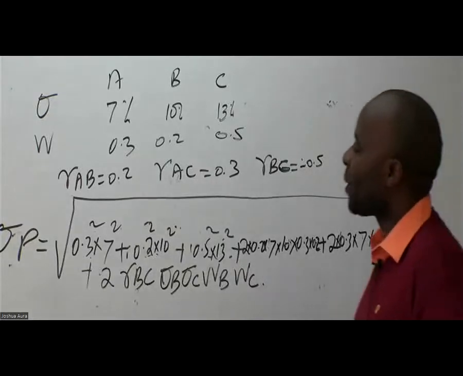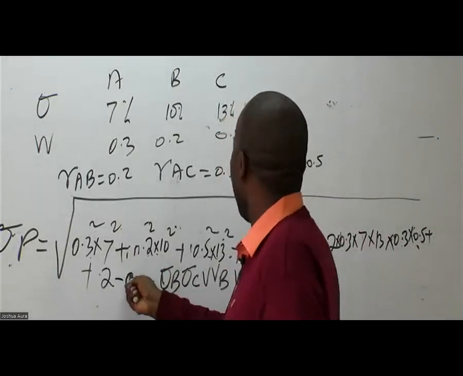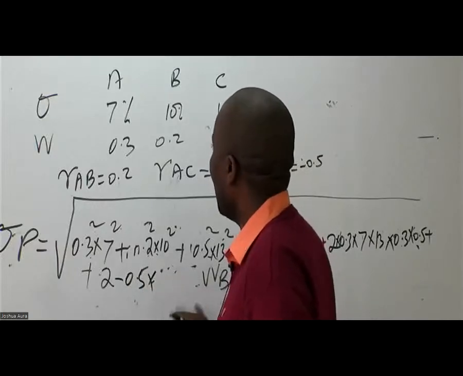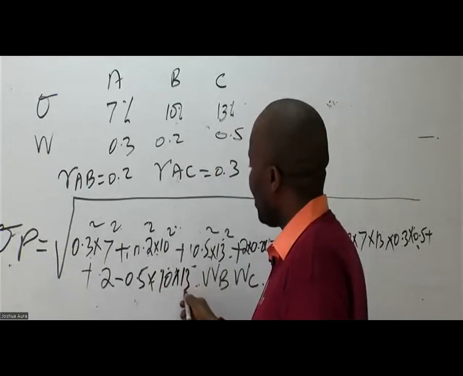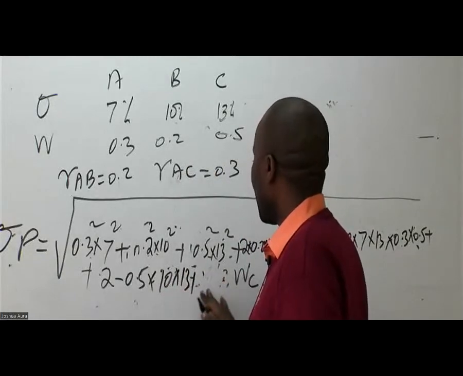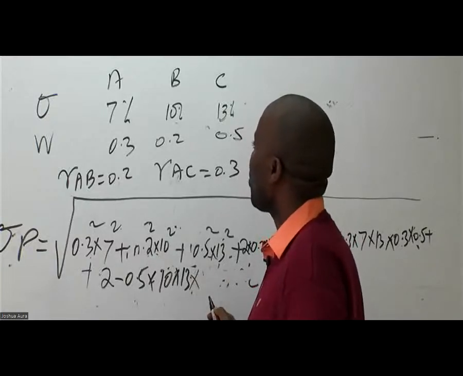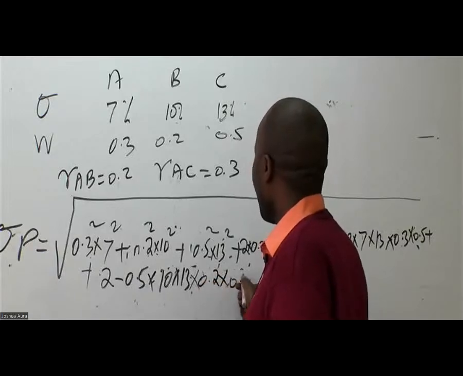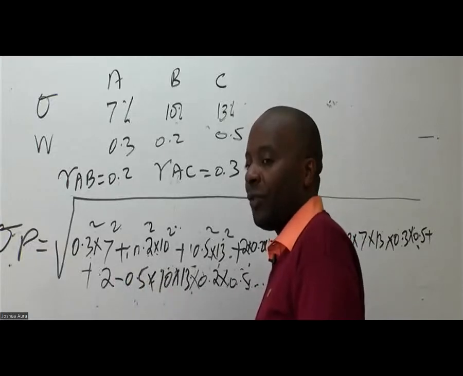Plus 2 RBC. RBC itself is negative 0.5. Multiply this by standard deviations B and C, which are 10 and 13. So we have 10 times 13 times weight B and C. Weight of B is 0.2 times weight of C, which is 0.5. I'm so sure most of us may have missed out this negative.